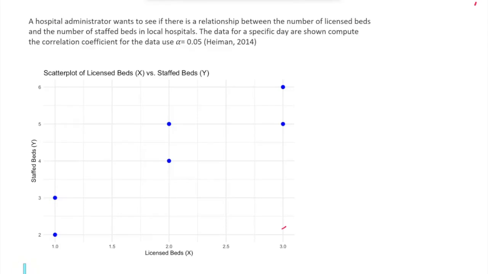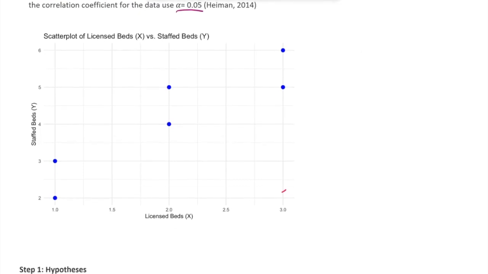This is example 2 for the correlation coefficient. We're doing hospital beds. We want to see the relationship between the number of licensed beds and the number of staffed beds at a local hospital, in local hospitals. We have an alpha for when we look at our p-value. Let's look at the scatter plot next.